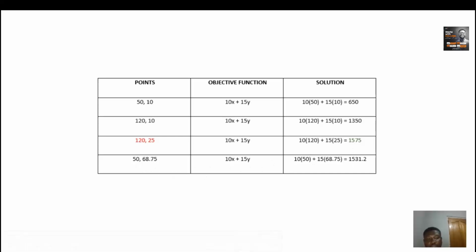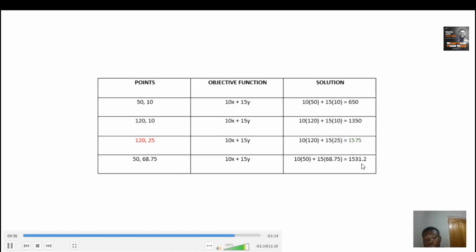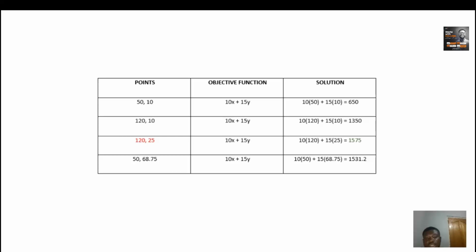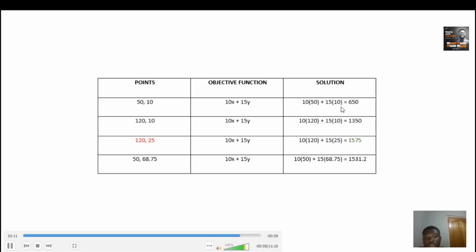And the last one, we are getting 1531.2. All the 4 points of the feasible region gave a positive outcome. But in this case, operations research seeks to achieve the most optimal solution. So between the 4 points, which one gave out the best or the highest value?